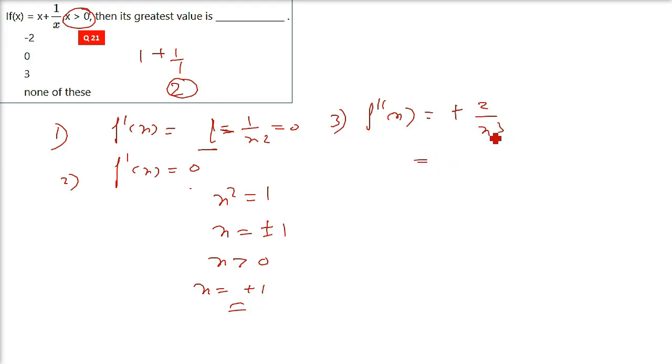Now in place of x, if you replace it by 1, you get 2 by 1, which is 2, which is positive. Positive is going to give you minimum value. So minimum value you won't get, because they are asking about the greatest value. So the double differentiation also is indicating that none of these.